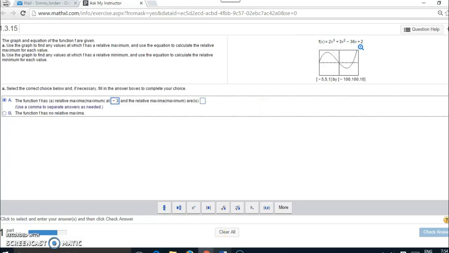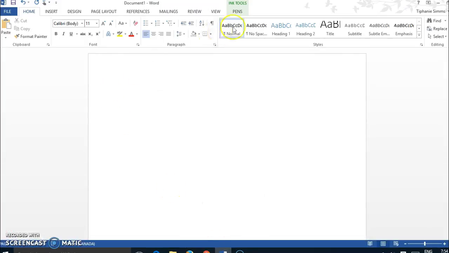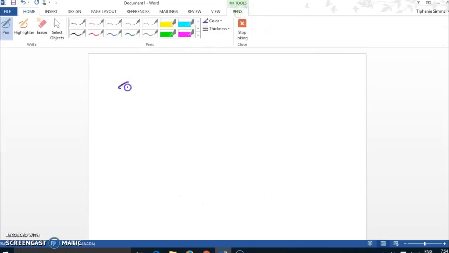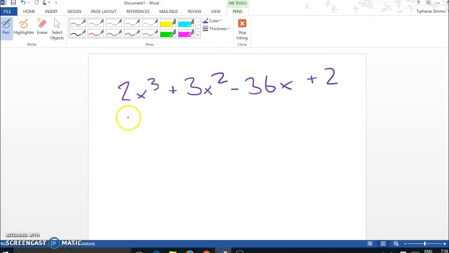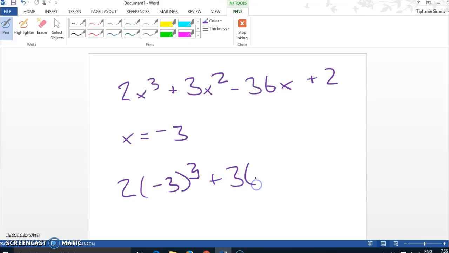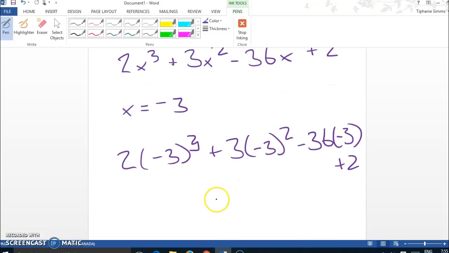So we have 2x cubed plus 3x squared minus 36x plus 2. Just bear with me here and I'll jot that down. I know that x equals -3 in this case, so let's sub that in and we'll solve. So I have 2 times -3 cubed plus 3 times -3 squared minus 36 times -3 plus 2. Ran out of room, but hopefully you can follow me.